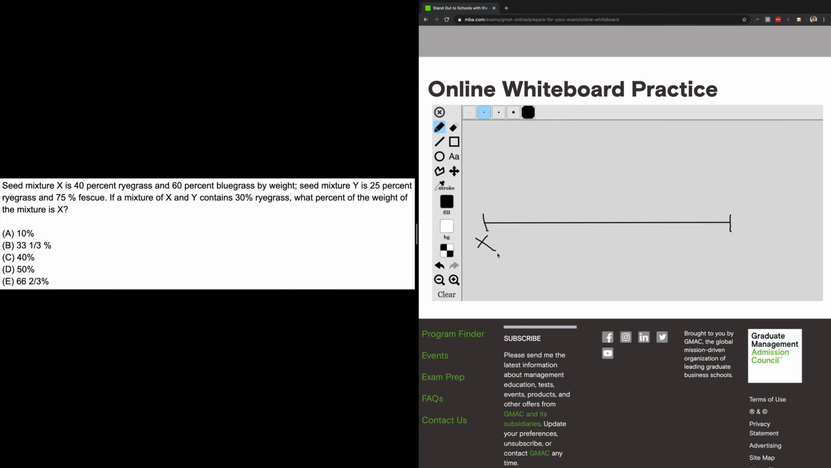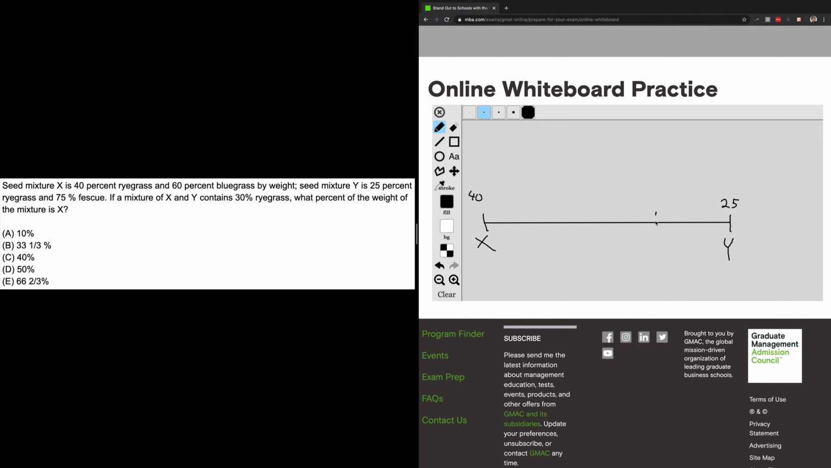Our X, our Y, and then our combined XY mixture. So X is 40% ryegrass and Y is 25. You can safely ignore the bluegrass and the fescue because we have no way of comparing them. X has bluegrass but Y doesn't, or at least they don't tell us about it. And Y has fescue, but we don't know anything about fescue in X, and we also don't know about fescue or bluegrass in the combined mixture.